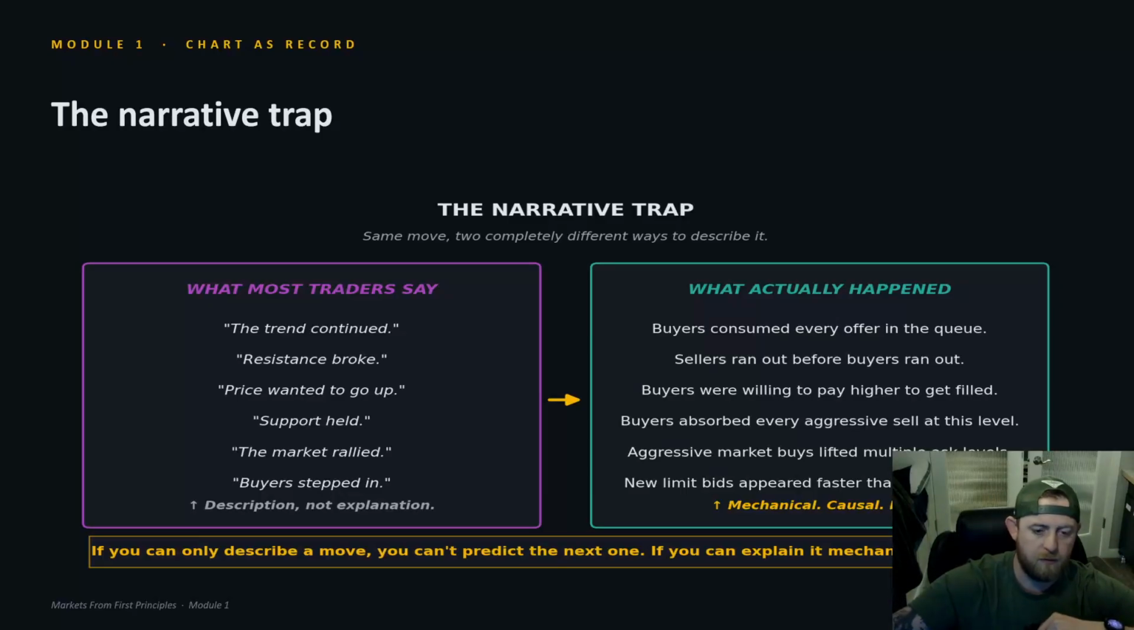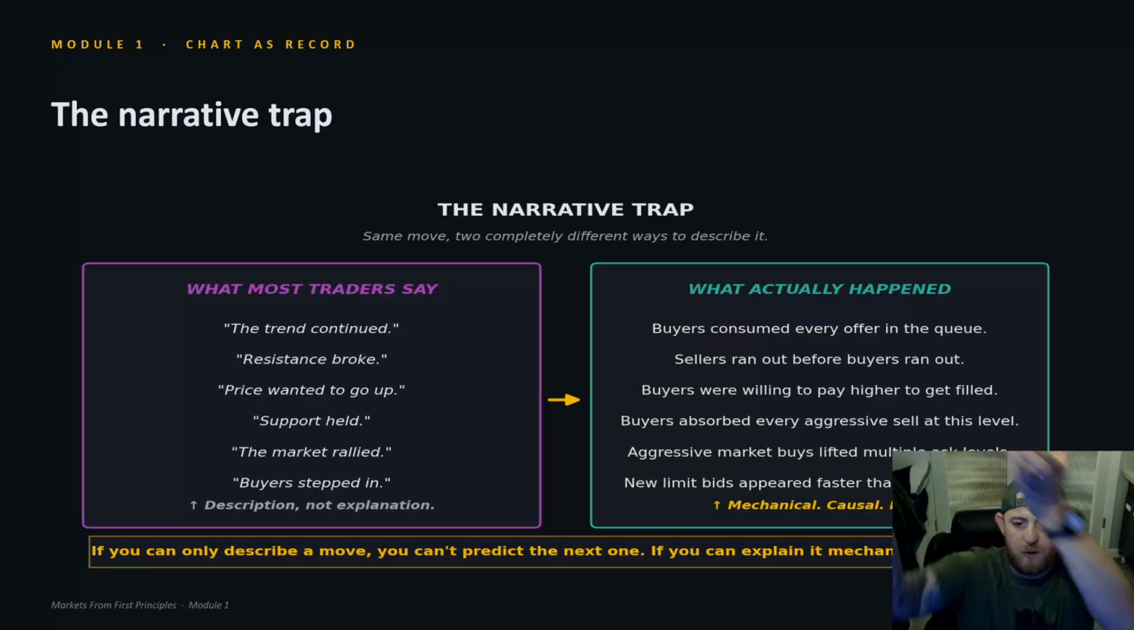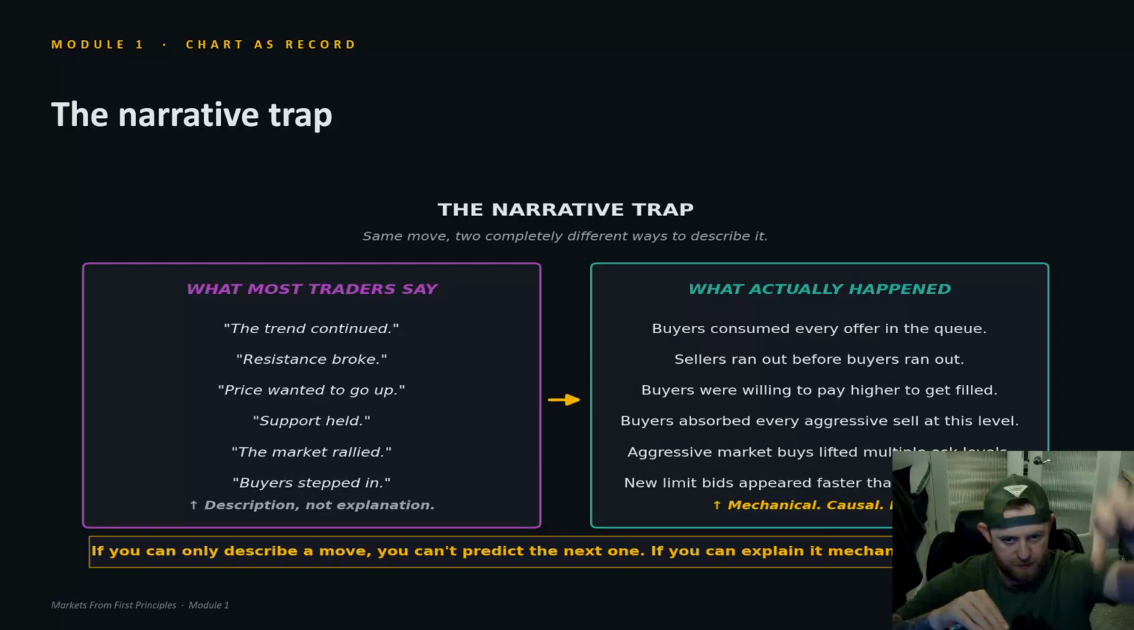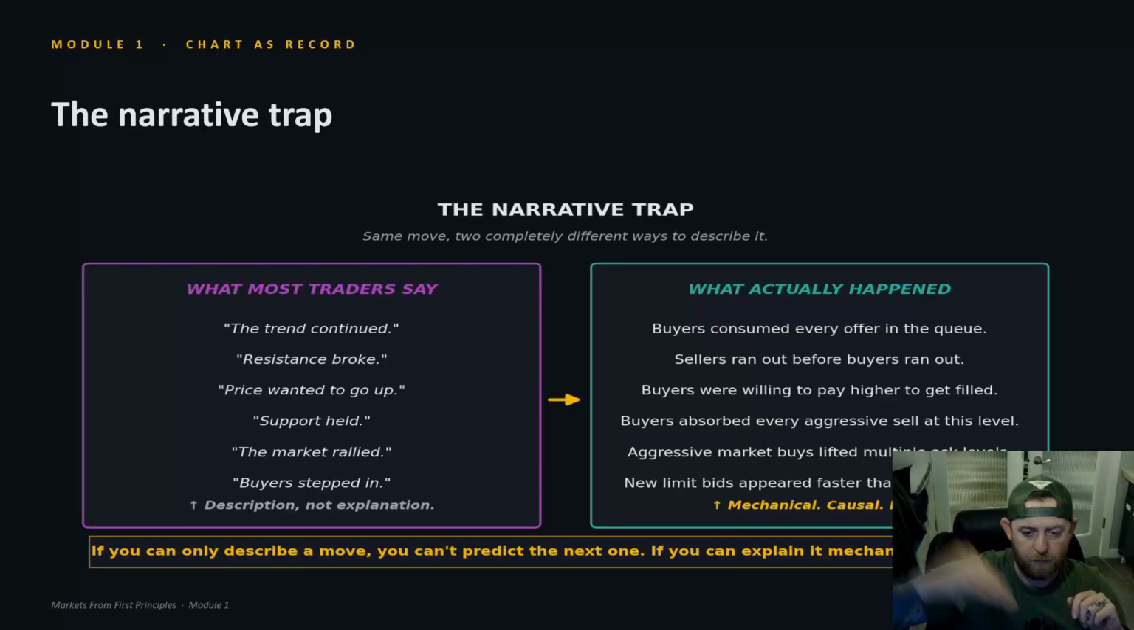Oh, the market rallied off of that. Market didn't do anything. People did stuff. You had aggressive buyers that lifted multiple levels of ask levels, right? They came in and said, oh yeah, okay, we bought all these chairs, but we still want more chairs. There's still more of us that have exhausted this group of sellers. So we're going to keep looking for those sellers at a higher and higher and higher price.